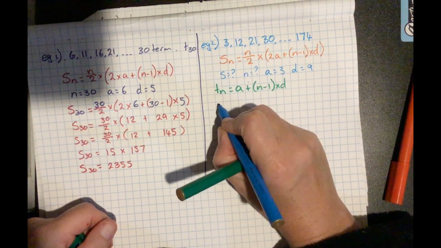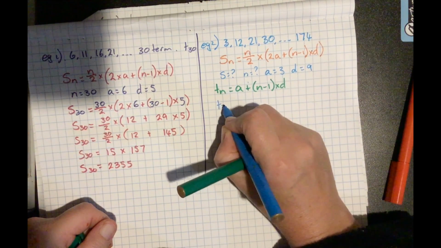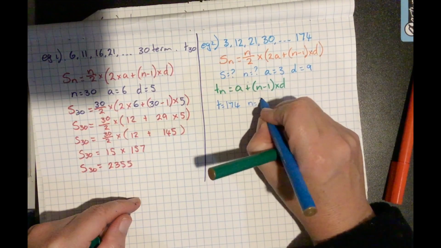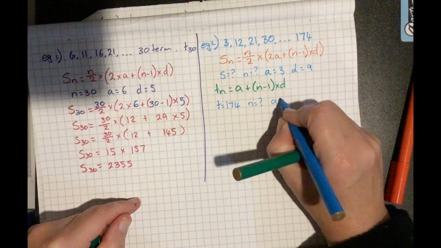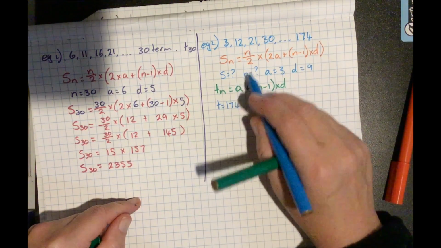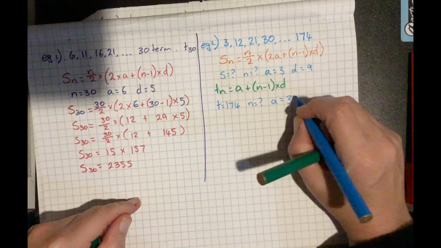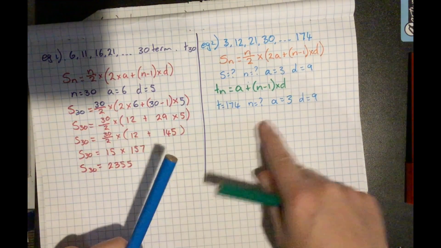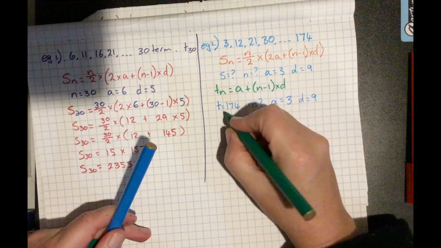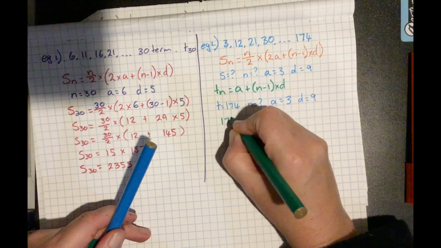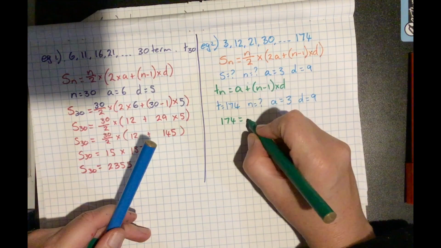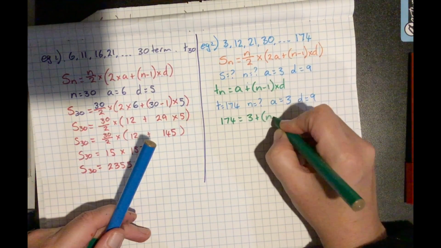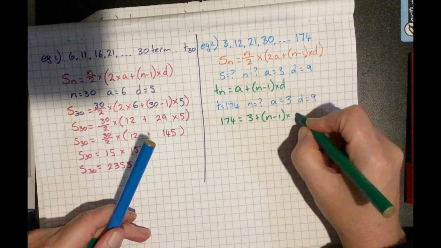Oh, we do know the term. We know the term t is 174. We don't know n. We do know a, however. We know that a is in fact 3, and we do know the difference is 9. So we'll put this information into this formula here. If t is 174, a is 3 plus, we don't know n, take away 1 times 9.